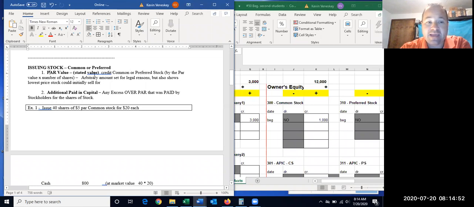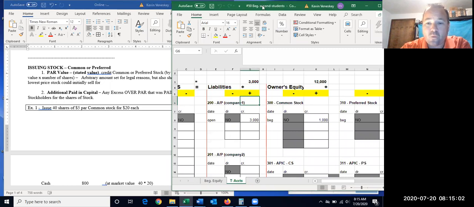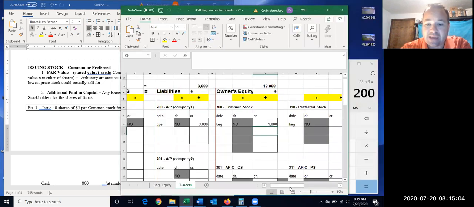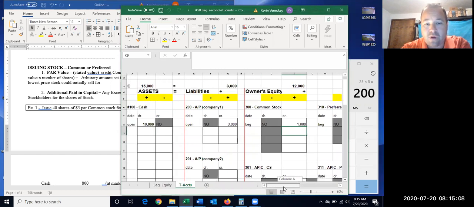Both of them, common and preferred, will have par value. And that's simply what you list. So before we do that, let's come over here. You'll see I've got an expanded version, and you have a copy of this, so you'll want to open it up. This is for part of the problem that we'll get to in a little while. And I've already got the opening numbers here.